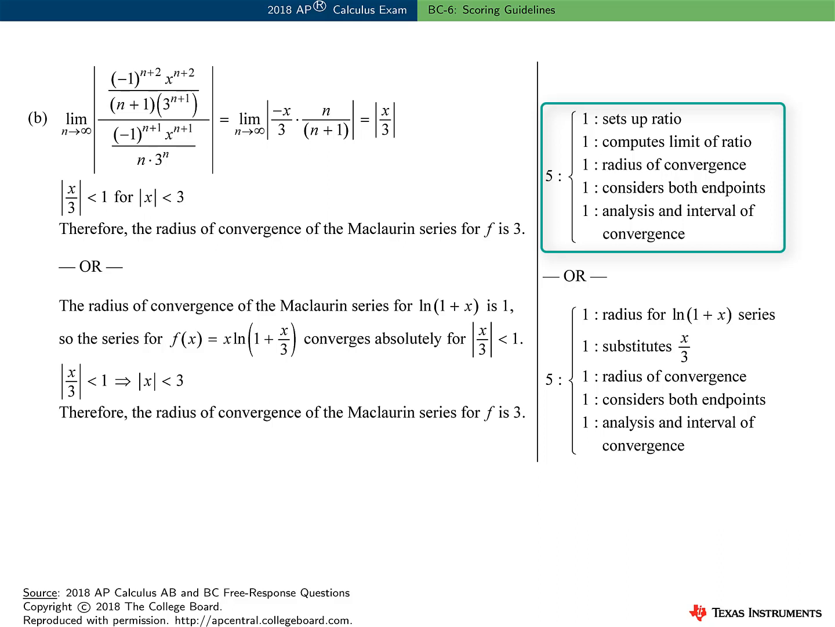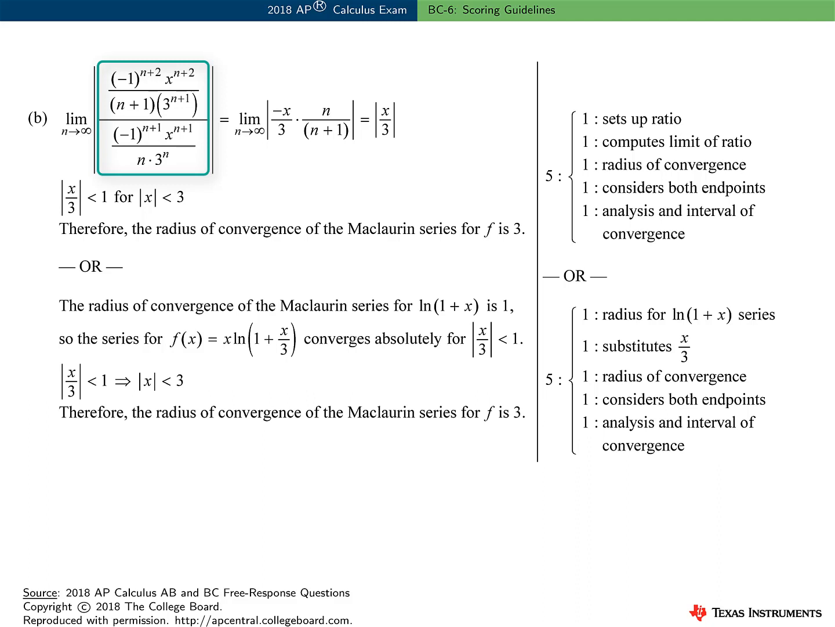Part B was worth 5 points. And this is a pretty typical rubric for this kind of a question involving a Taylor or Maclaurin series. 1 point for setting up the ratio associated with the ratio test. That is, a sub n plus 1 divided by a sub n. The limit as n goes to infinity and the absolute value were not necessary to earn the first point.